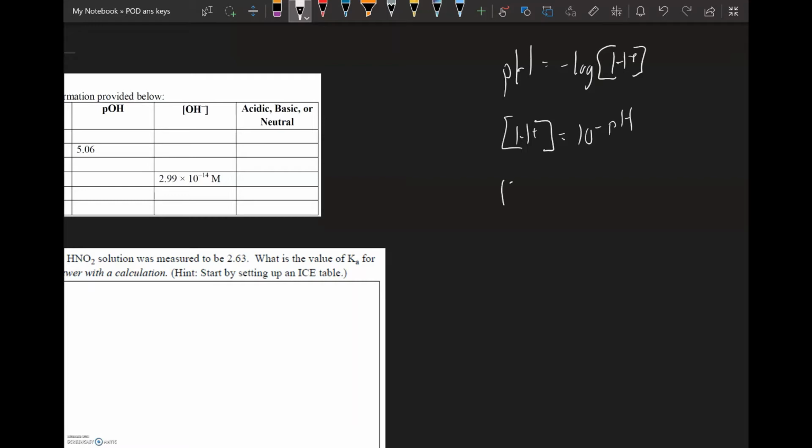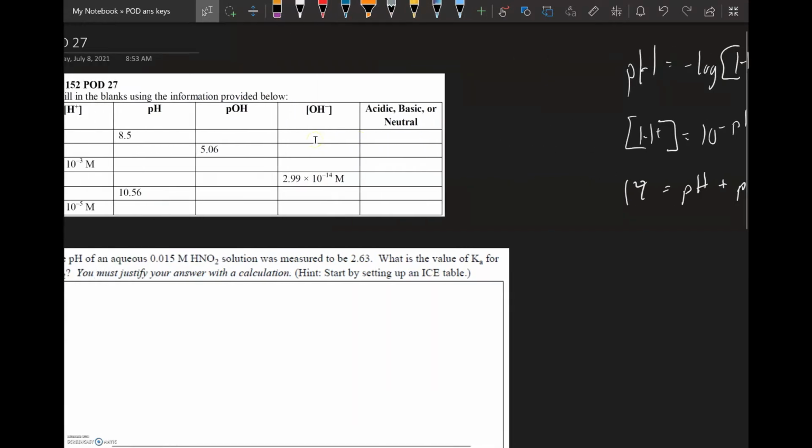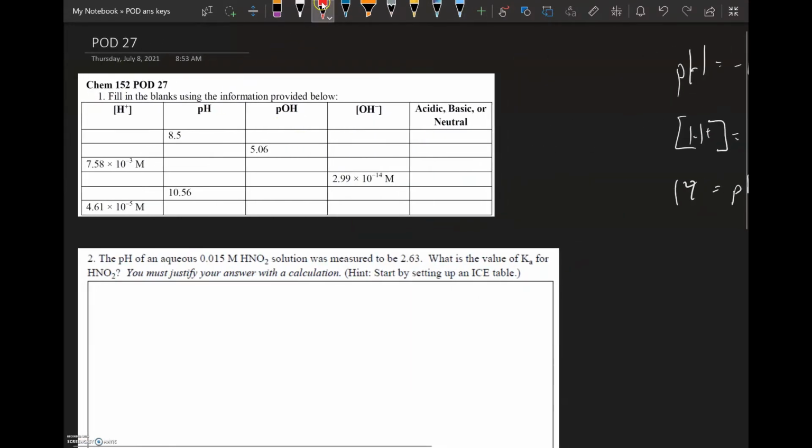The one other equation we have here is 14 is equal to the pH plus the pOH. This is based off the dissociation constant for water at 25 degrees Celsius. So now let's look at this problem we've got here. I'm not going to work all of these, but I'll work three or four of them at least.